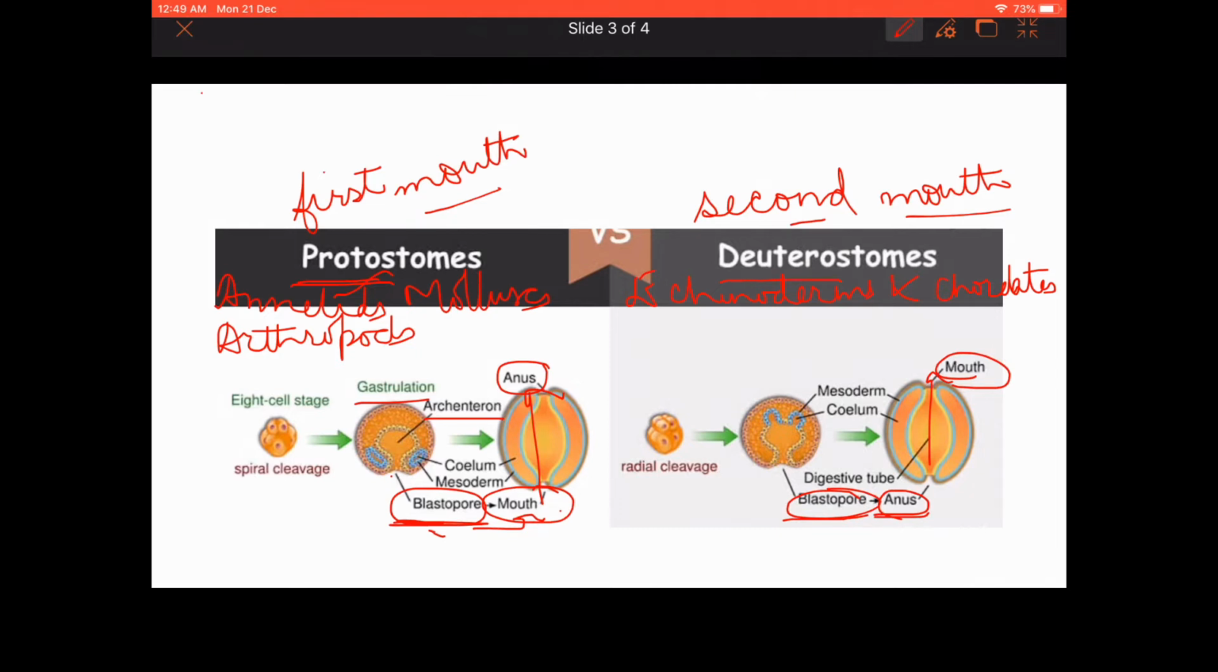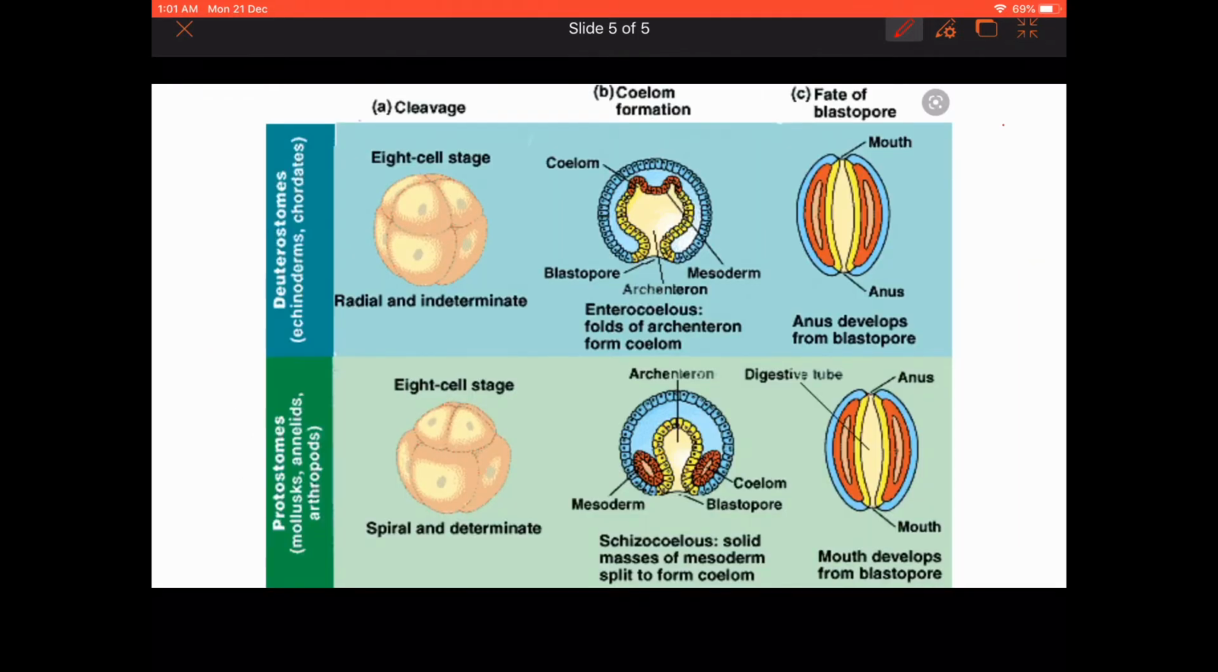Now, if we talk about cleavage, then in protostomes the cleavage is spiral, and in deuterostomes there is radial cleavage. So now let's see the other diagram. So in protostomes there is spiral cleavage. Now what do you mean by spiral cleavage?